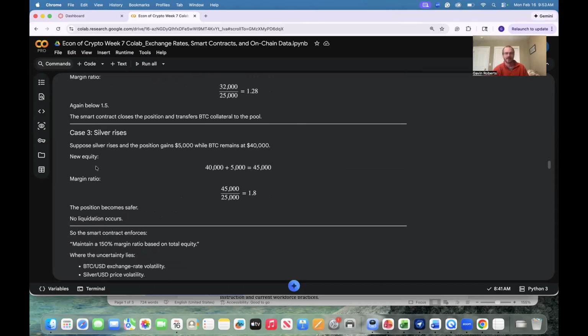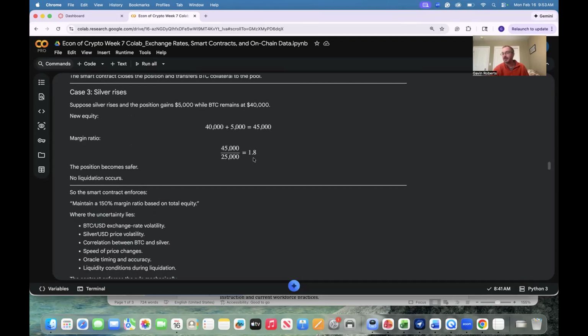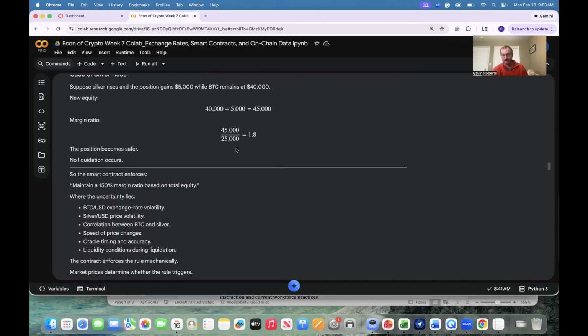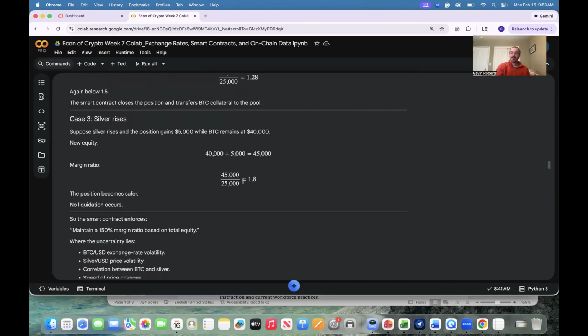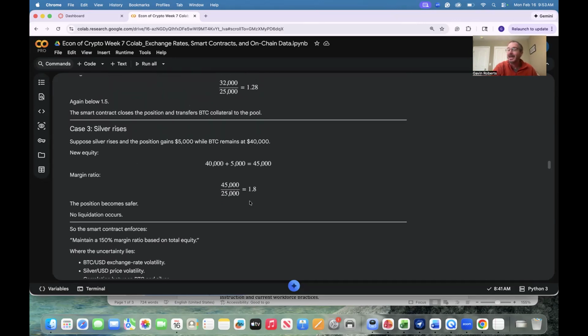So finally, silver rises. That's going to bring us farther away and make us even safer because now equity has gotten larger. The notional position value doesn't change because that's the borrowed money that went into the position. So really, this is the safe area, and this is probably what a lot of people were enjoying in January of this year. But since then, both silver prices and Bitcoin prices have fallen a bit.